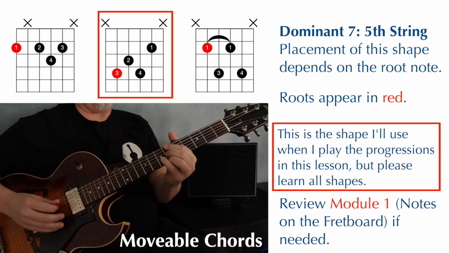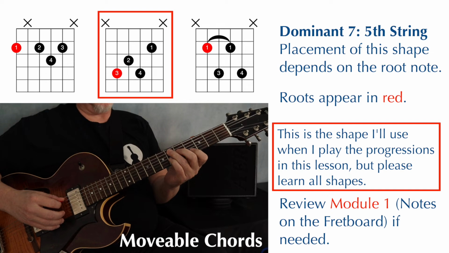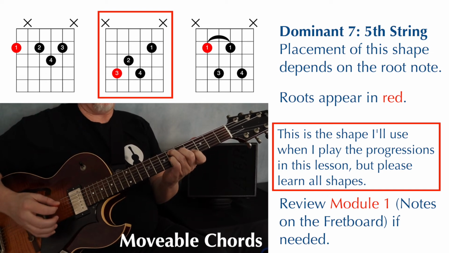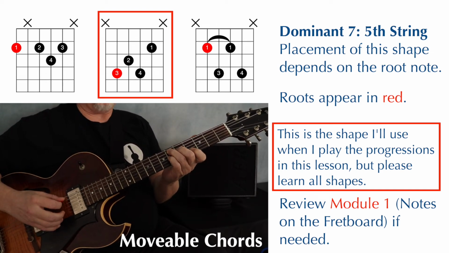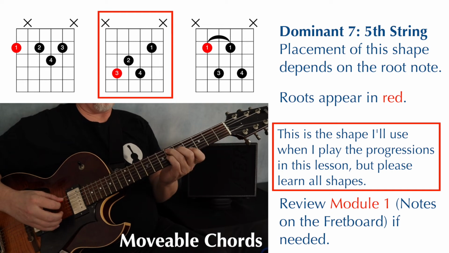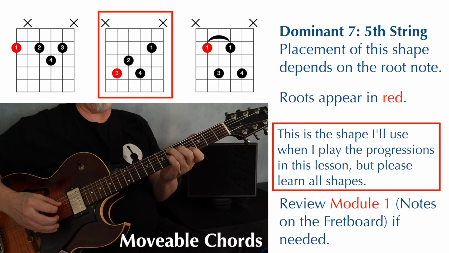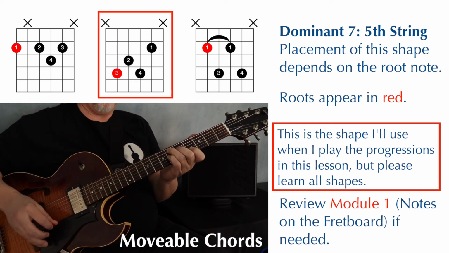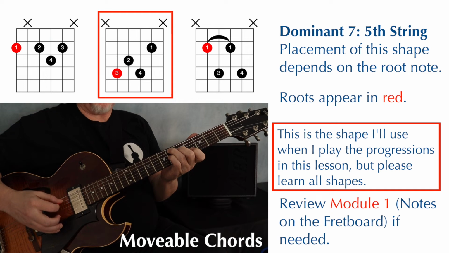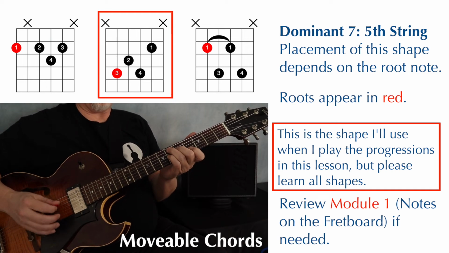And here's a dominant 7 shape you can play with the root on the 5th string. This is shaped just like a C7, by the way, just playing the middle 4 strings. Fingering is 3, 2, 4, and 1. This is an E flat 7 that I'm playing because I'm placing my root note on the E flat on the 5th string.